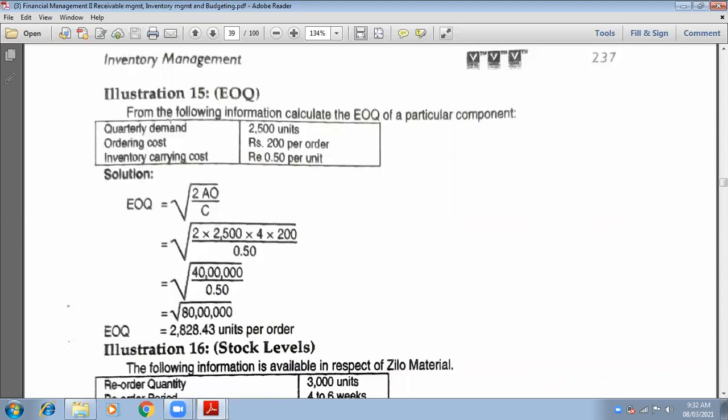See what is given. From the following information, calculate EOQ of a particular component. Quarterly demand is 2500 units. Now, quarterly, meaning 3 months. So, how many times do 3 months come in a year? 4 times.